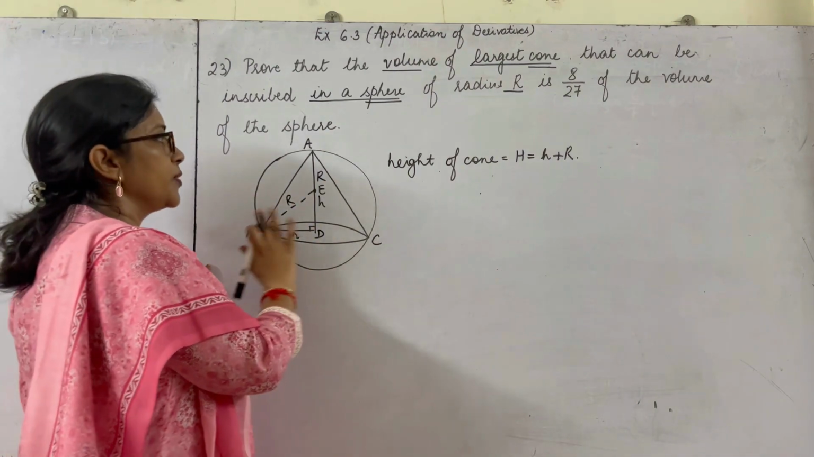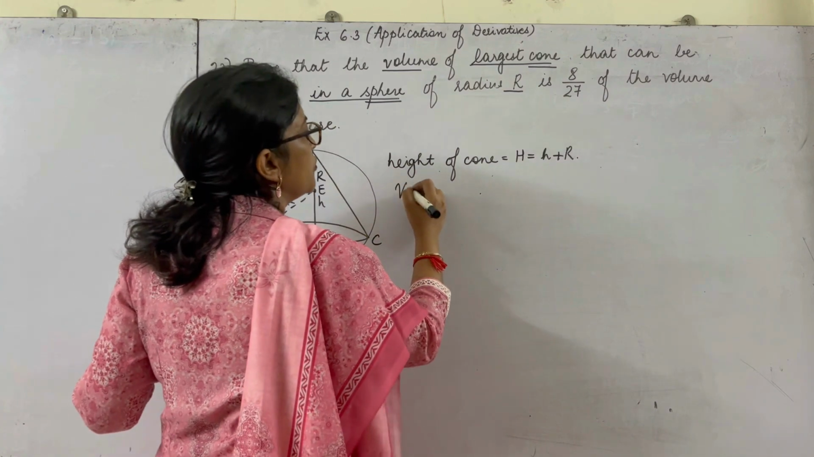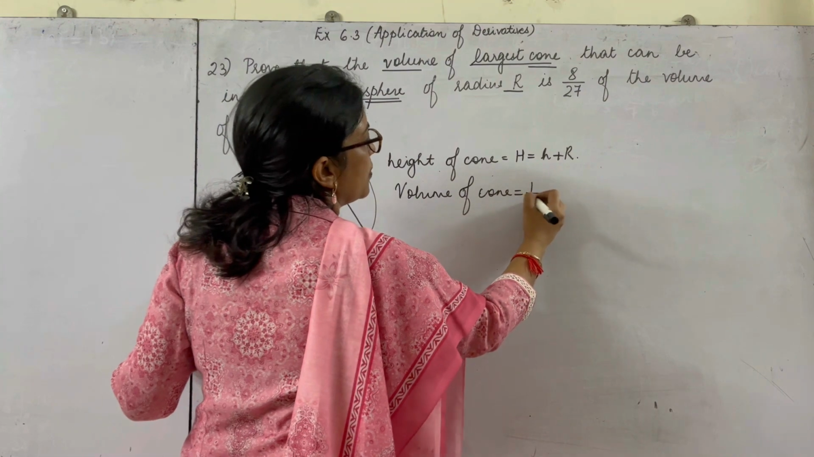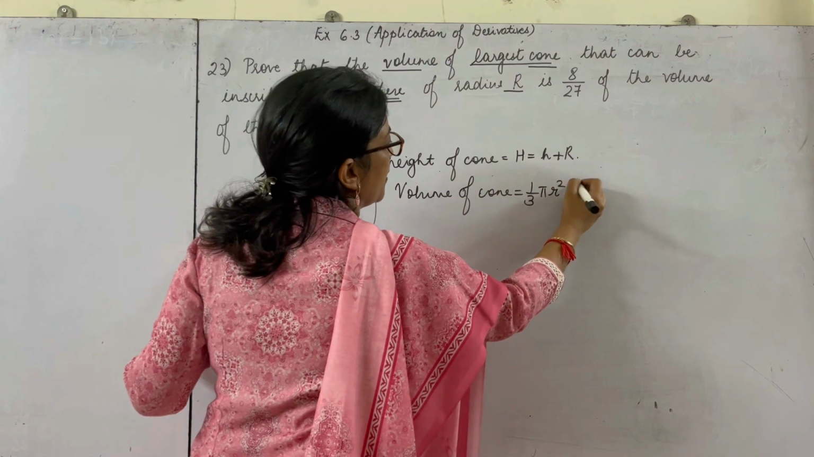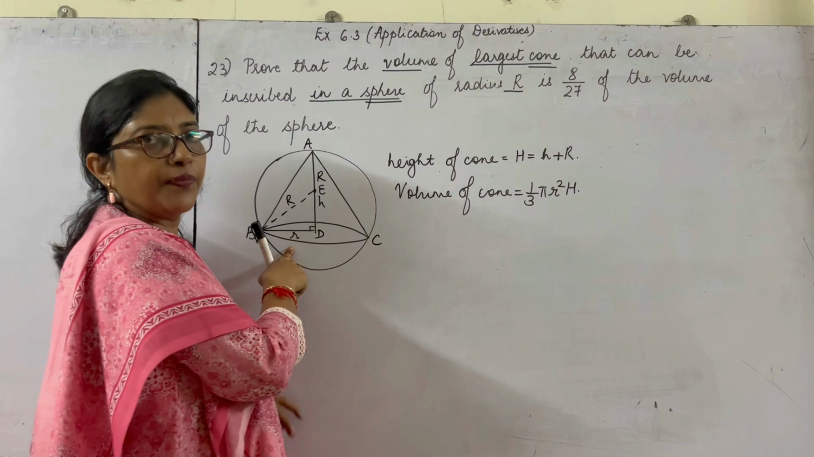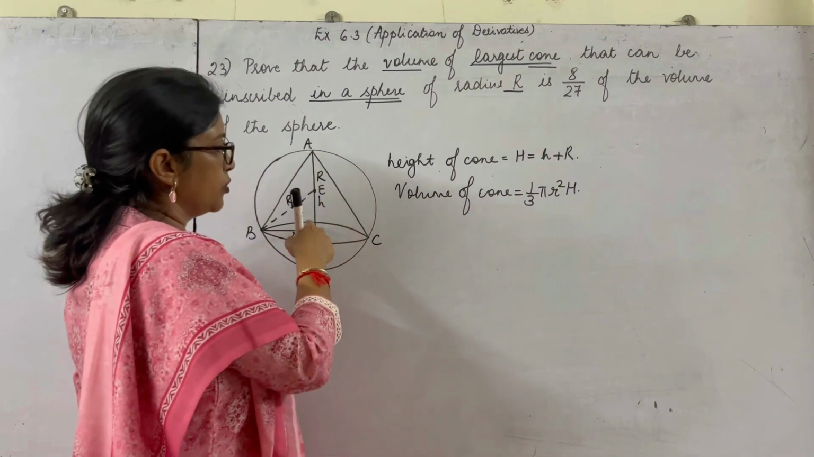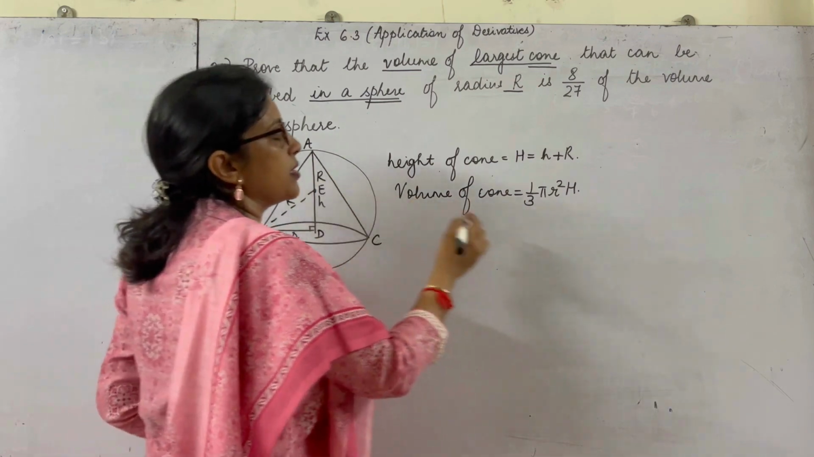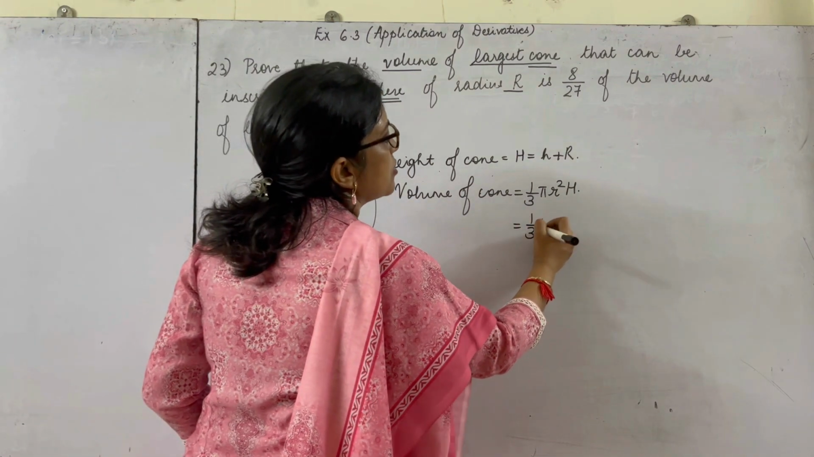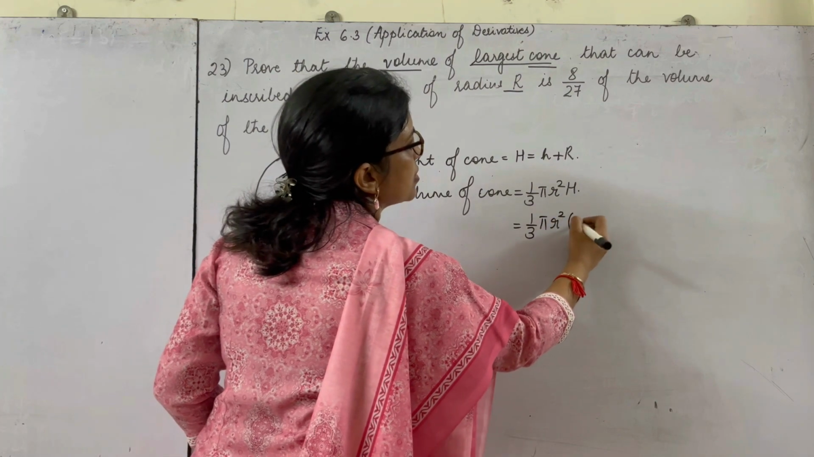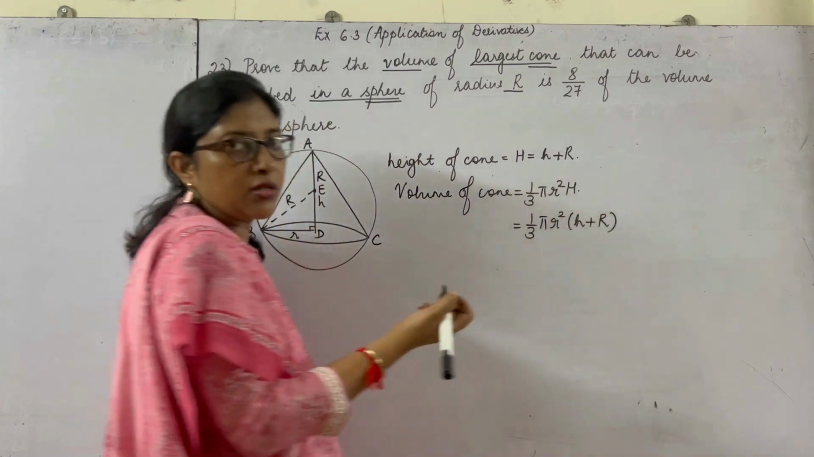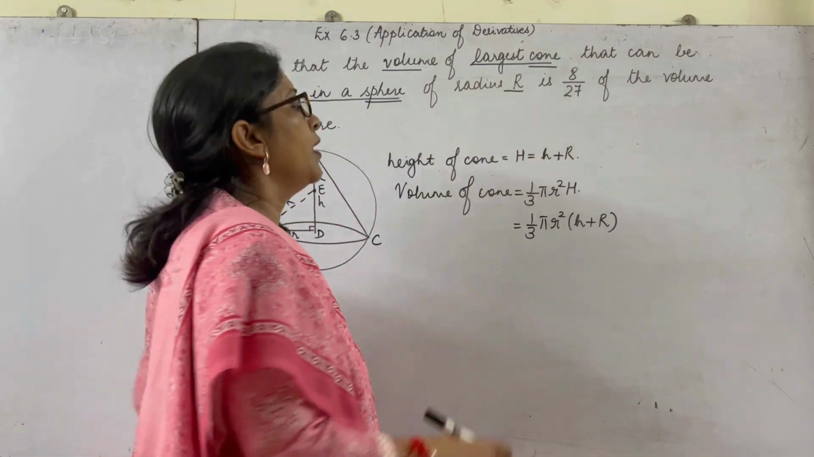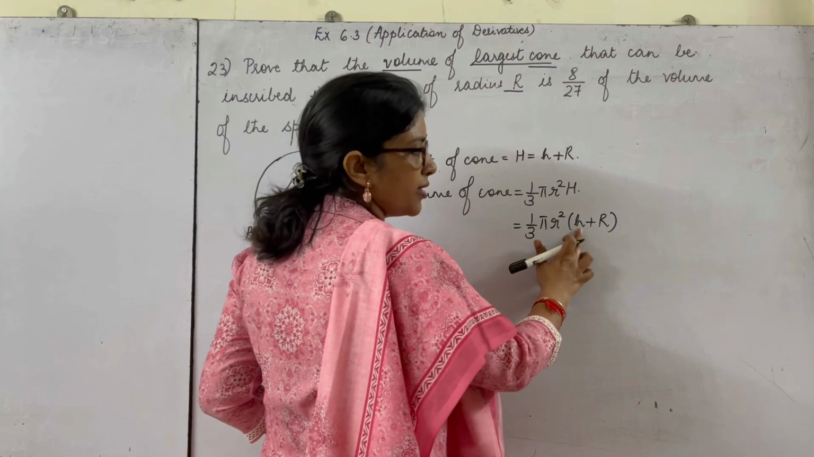First let's write down the volume of the cone which we need to maximize. So the volume of the cone is 1 by 3 pi r square capital H. Small r is the radius of the cone and the height of the cone is, because the radius is also included here, we have taken it as h plus R. So here we have two variables. Capital R is constant because the sphere is already given to us and its radius is fixed. What is variable here is small r and small h.